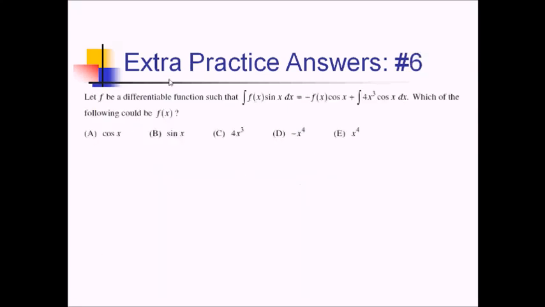For this problem, I've got a differentiable function f such that the integral of f times sine equals all this craziness. We want to know what f actually is. So essentially, I'm trying to figure out, I've got an integration by parts kind of set up here. In general, we have integral of u dv equals uv minus integral of v du. This is our integration by parts formula.